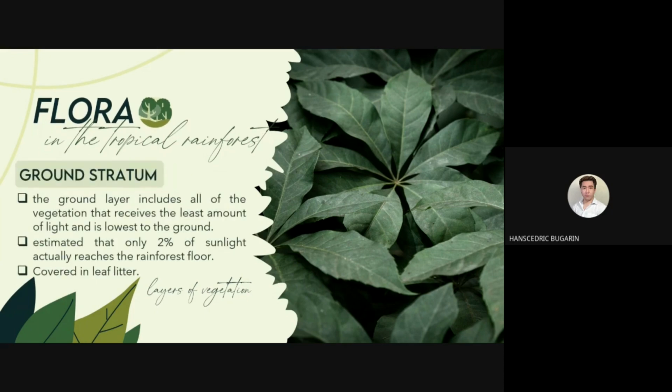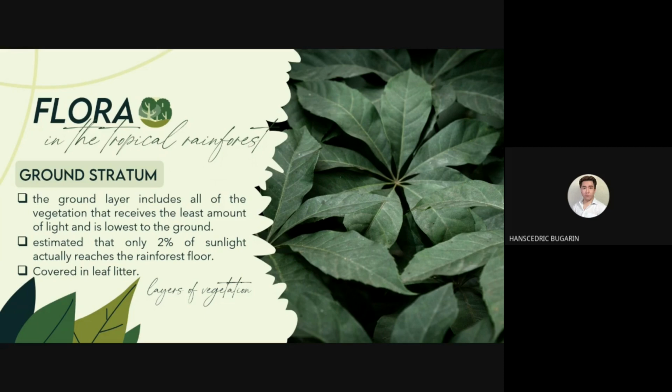For the ground stratum, the ground layer includes all of the vegetation that receives the least amount of light and is lowest to the ground. It is estimated that only 2% of the sunlight actually reaches the rainforest floor, which results in it being covered in leaf litter or decaying compost. The ground in a rainforest is almost always covered by shade due to the canopy, so vegetation is more sparse and restricted at the ground layer.